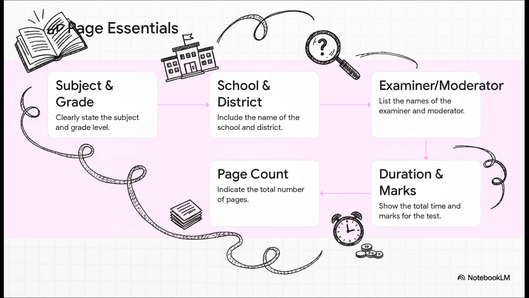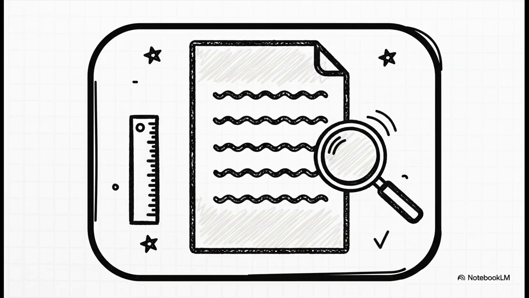A proper cover page needs all these details: the subject, the school, the total time, and marks. It sets the stage, right? It gives the student all the essential info up front, so there are no surprises. And the tiny details of that blueprint really matter. Simple choices, like using a clean font like Arial, size 12 with 1.5 line spacing, make a huge difference. And this isn't just about looking neat, it's about reducing what they call cognitive load. Basically, it helps students focus on the questions, not on trying to read the page.